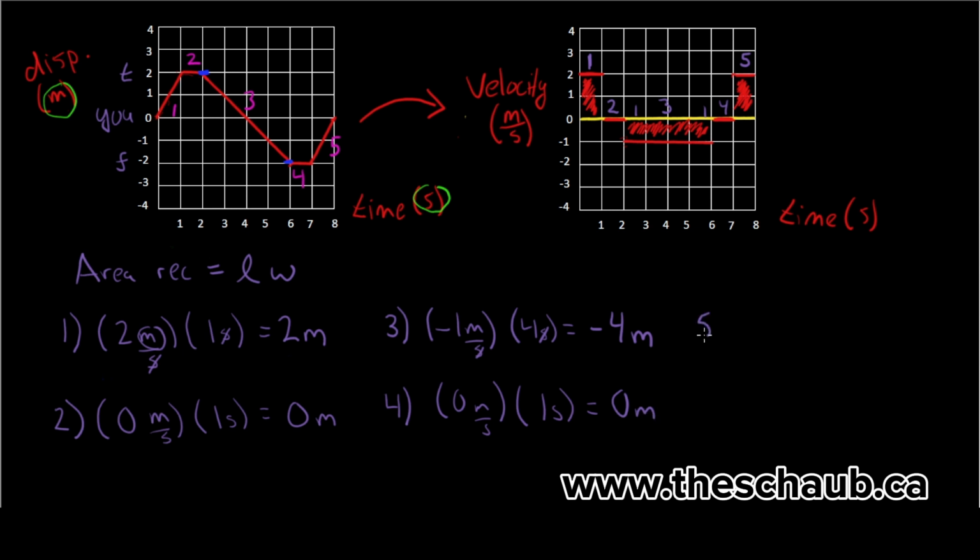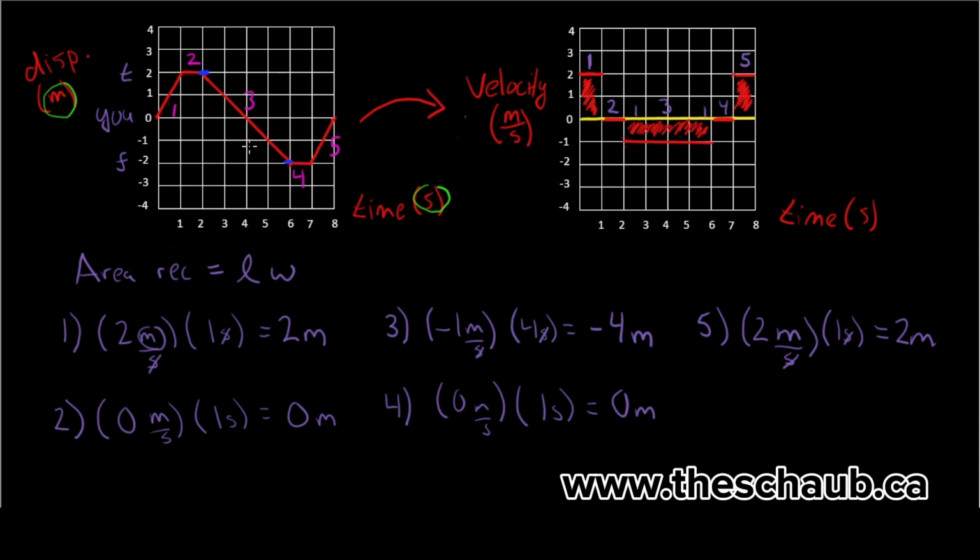Our fifth and final segment has a length of +2 meters per second, and it has a width of 1 second. Our seconds on the bottom cancel with our seconds on the top, and we're left with an area of 2 meters. Let's take a moment now to pause and look back at everything we've done before I tie it all together and then ask you some probing questions to see how well you've understood the content.